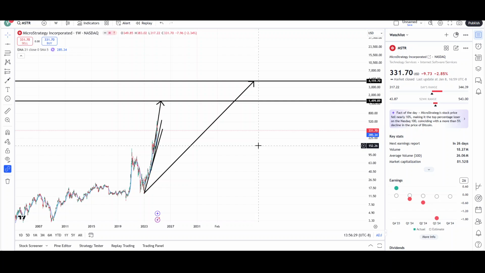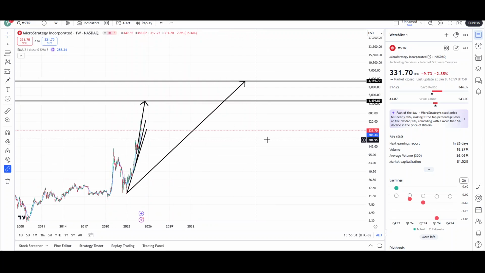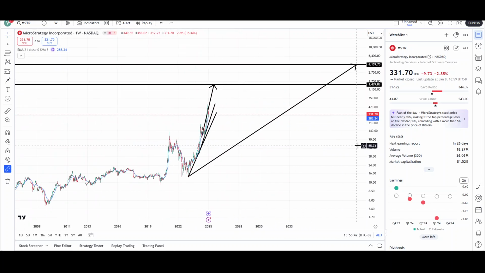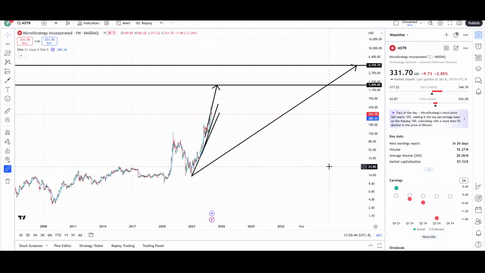So the price doesn't really matter. Think of it as the market cap. Whatever it would be to about $4,000, that's more than a 10x from here. So that would be about a $1 trillion market cap for MicroStrategy. Can that happen? I believe so.